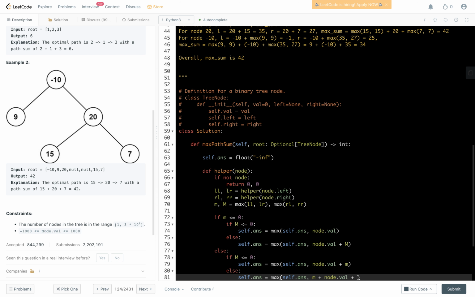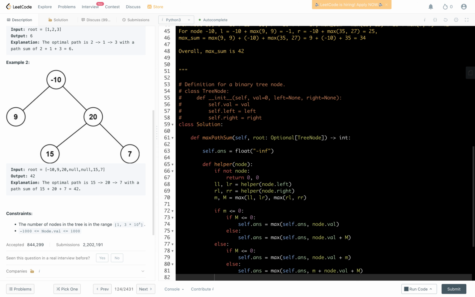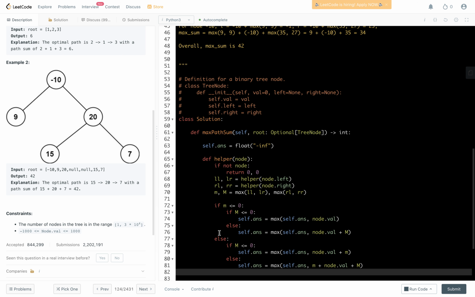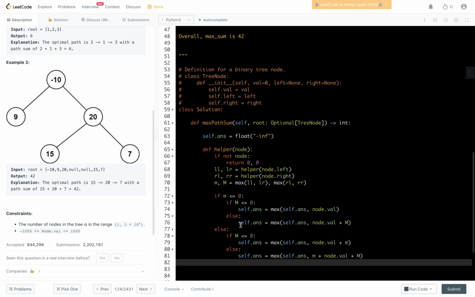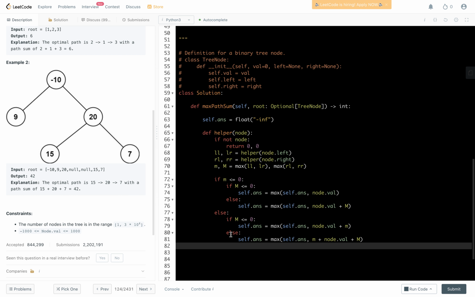Otherwise, the capital M is also positive. So in this case, we can go both left and right. So we are going to have little m plus node value plus capital M. So that's the update for the global maximum path sum.